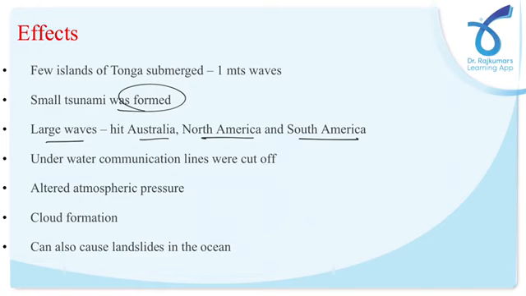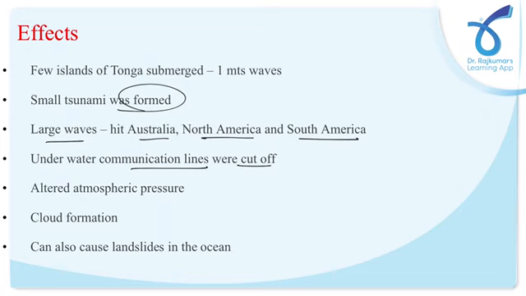Again, the underwater communication lines were cut off. This resulted in the total disconnection of the people of Tonga from the rest of the world. So they were not able to communicate with people outside of the country. Only the satellite phones are working right now, and the rest of the world doesn't have any idea what exactly the situation in Tonga is right now.